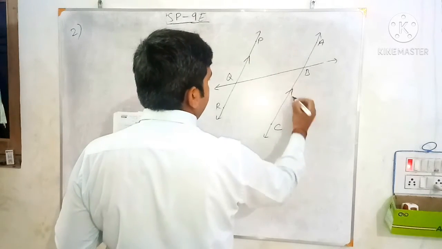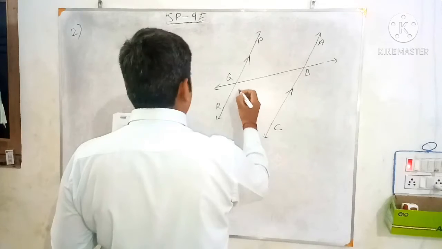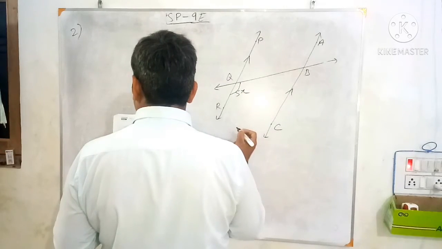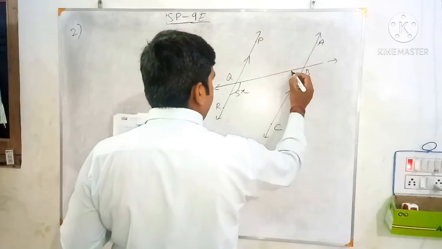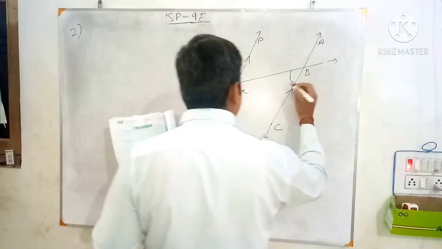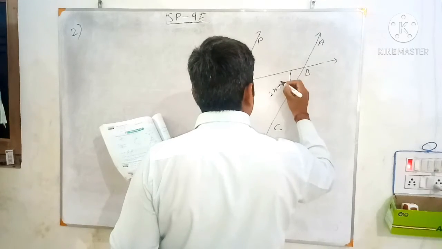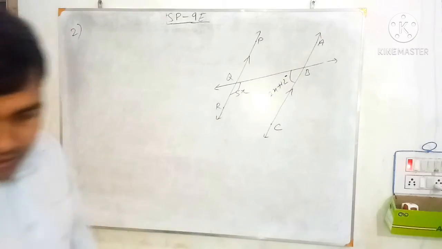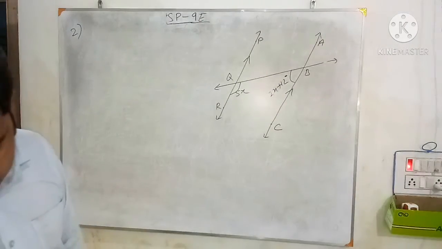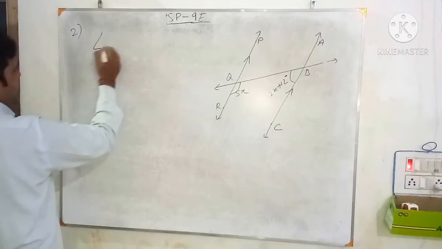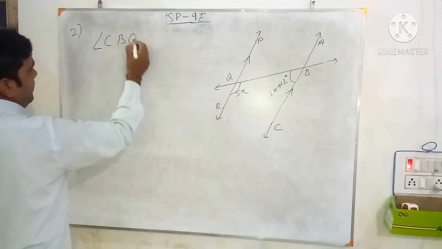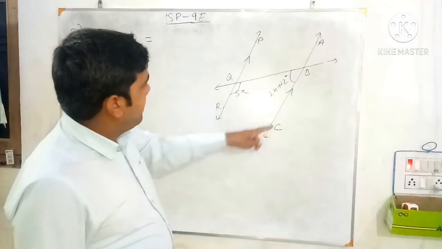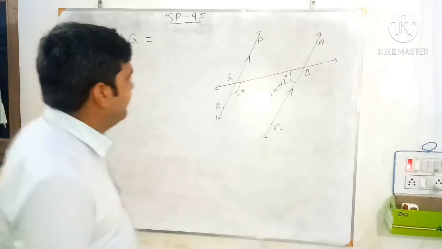This is parallel to this, and here it is given this angle is 5x, and this angle is given 2x plus 12 degree. Now we have to find this angle CBQ. Angle CBQ is the 2x plus 12 angle that we have to find.